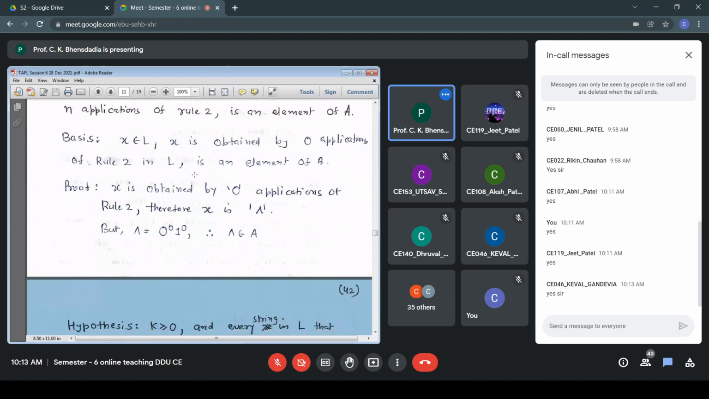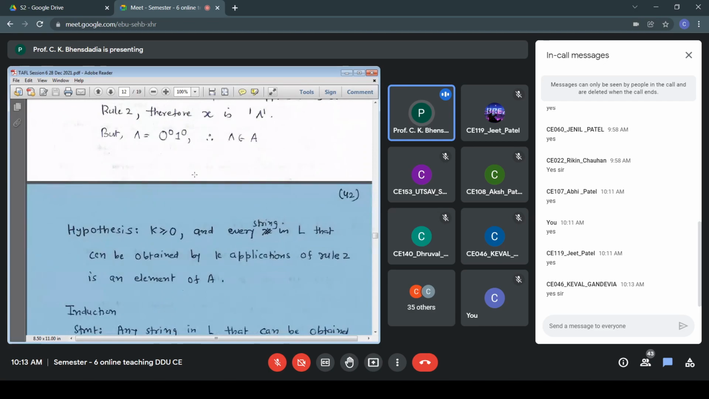So once again, the weaker form of PMI may be sufficient, because it will be k applications and then k plus 1 applications. I don't require assumptions for multiple values. So once again, I go for the weaker form of PMI. Hypothesis: k greater than or equal to 0, and every string x in L that can be obtained by k applications of rule 2 is an element of A.